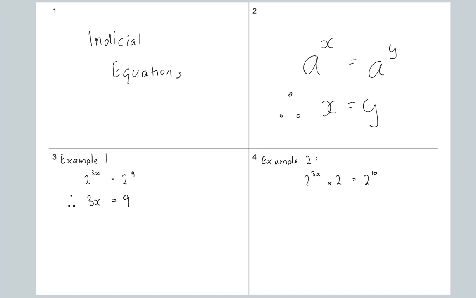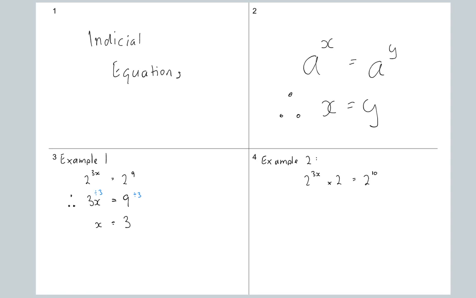And now we solve the equation just like we normally would do. I'll spell it out so that we're all good with it. We're going to divide this side by 3 and divide this side by 3. That gives me x all by itself, and 9 divided by 3 is 3. And so we conclude that when x is equal to 3, 2 to the power of 3x is equal to 2 to the power of 9. Okay, let's have a look at example 2.